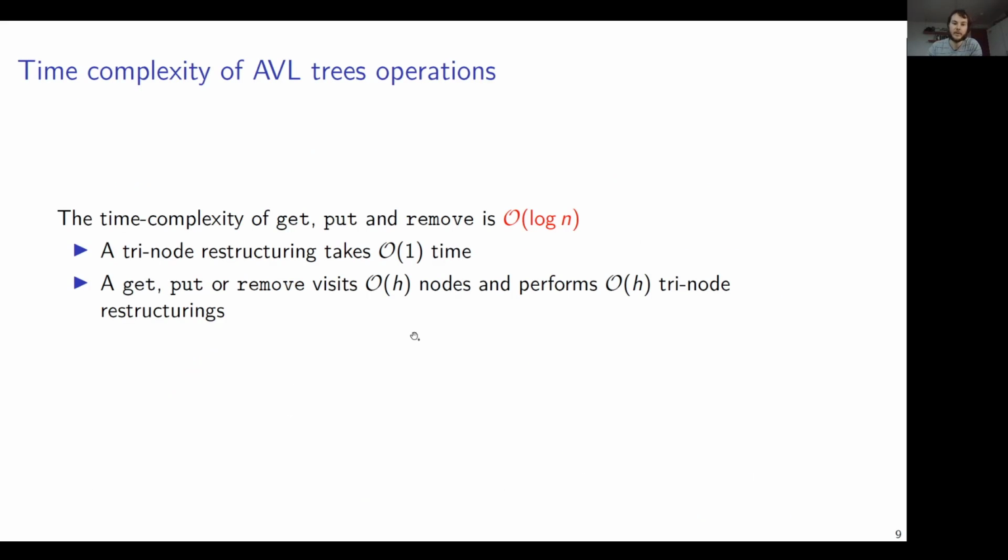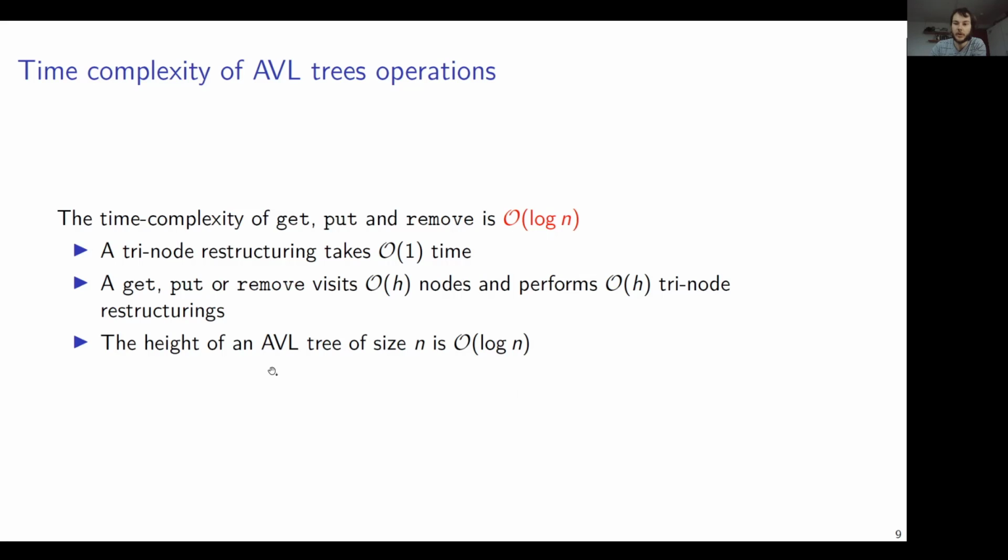Now let's look at the time complexity. What we again saw was that tri-node restructurings take constant time because we do it with a certain number of nodes. The get, put, or remove operations visit nodes downwards, like the binary tree search, and we visit h nodes, where h is the height of the tree. Then when we move up, we again do h comparisons to check whether the tree is still balanced, and at most h tri-node restructurings. So as long as h, the height of the AVL tree, is O(log n), we're good. We just have methods that take O(log n) time.